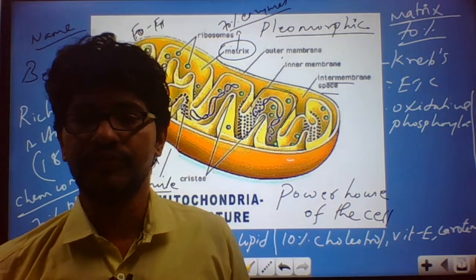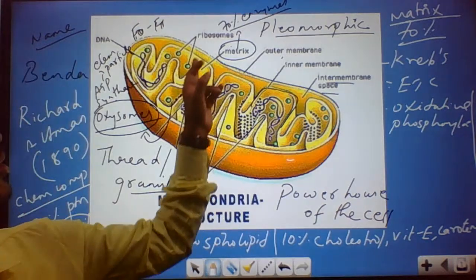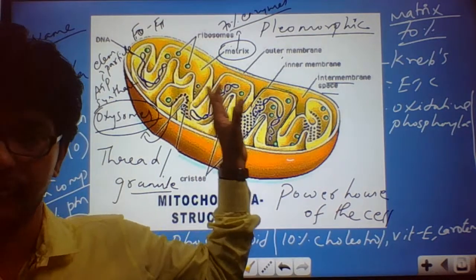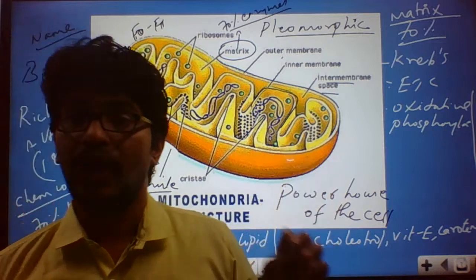Okay, so ribosomes, of course, are present. The mitochondria have their own ribosomes inside. Yes, of course, it has its own ribosomes.